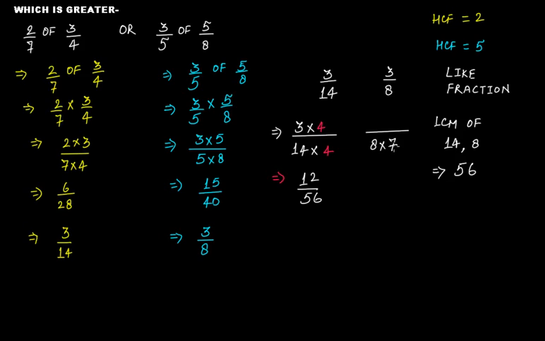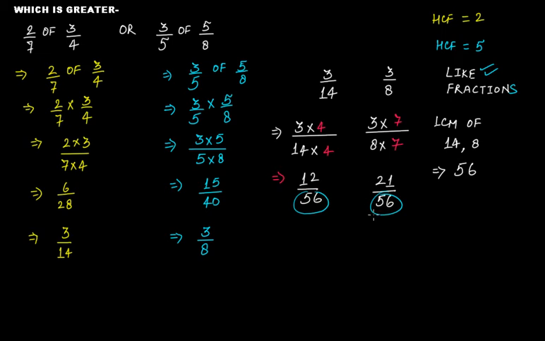And since we have multiplied the denominator by 7, therefore we'll multiply the numerator also with 7. And therefore, the answer for this one will be 21 divided by 56. Now, these two fractions have the same denominator. Therefore, these two fractions are now like fractions. Now we can compare them.